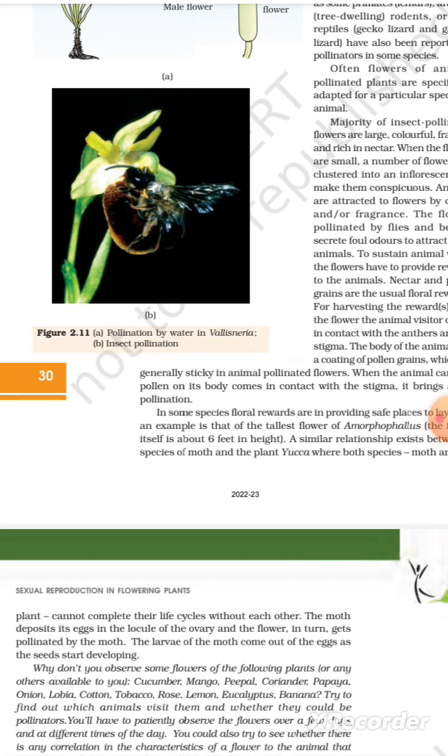Figure 2.11a. Pollination by wind in Vallisneria. B. Insect pollination.